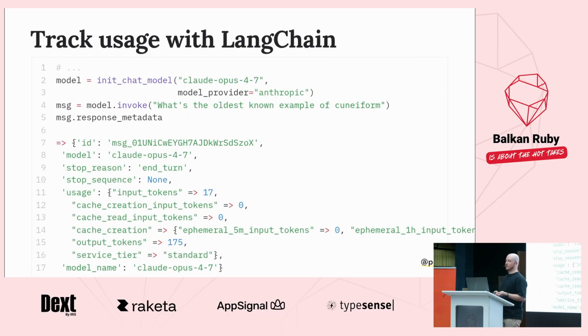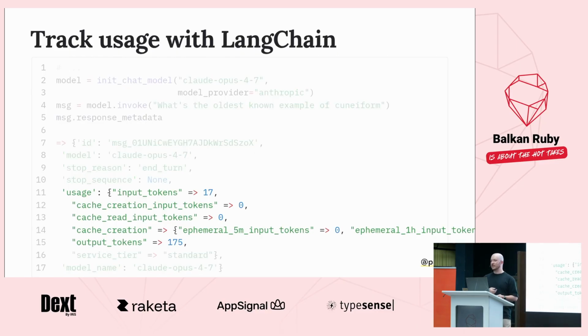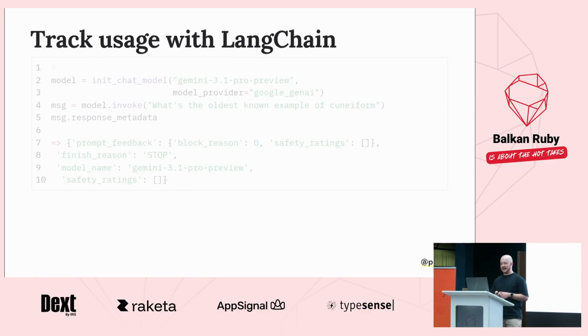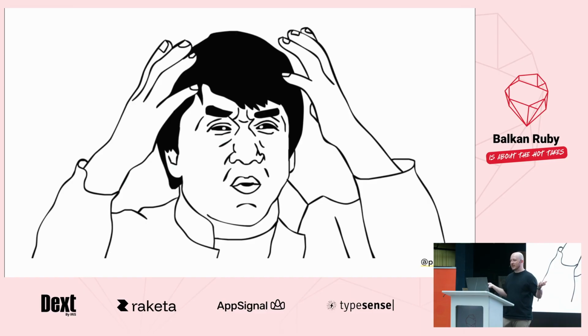Now let's switch to Anthropic. Where are those tokens? Now they're here. They're called completely differently. Different data structures for different providers. So you start to build a bunch of if statements everywhere. What about Gemini? Can you guys find it? I can't. What the hell is going on?